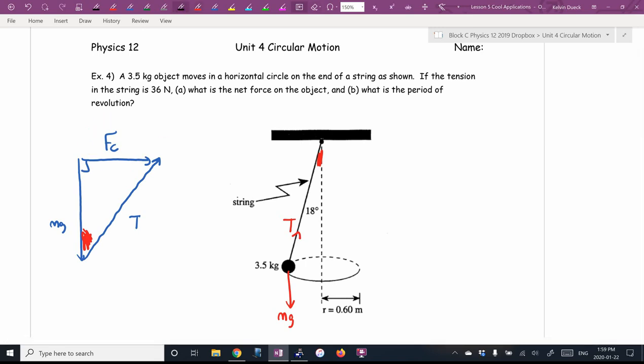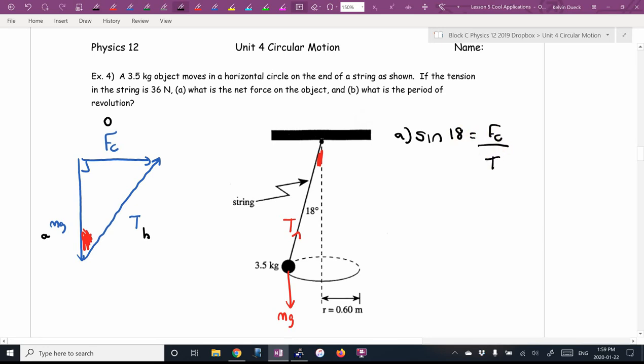Thomas, FC, opposite, adjacent or hypotenuse? Mg, adjacent, T, hypotenuse. Which trig function? It depends. Let's use tension to find Fc, which means I'm going to go with those. Which trig function? Sine is correct. So it's going to be sine of 18 equals opposite over hypotenuse.